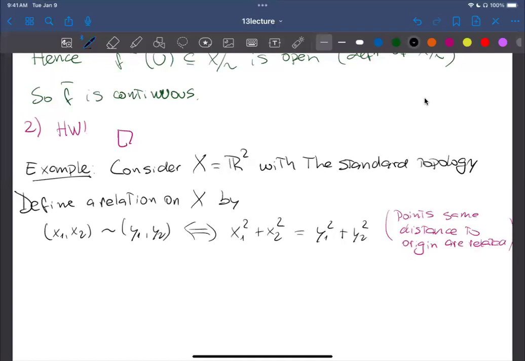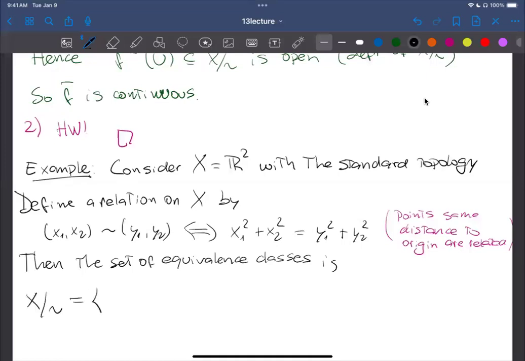Now, that being the case, if we're identifying all points with the same distance, the set of equivalence classes under this relation is going to be, remember the equivalence classes, you take a point x, you compute its class, and what's going to be the class of a point x? Well, it's going to be exactly all other points which have the same distance to the origin. So the set of equivalence classes under this relation is going to be circles centered at the origin.